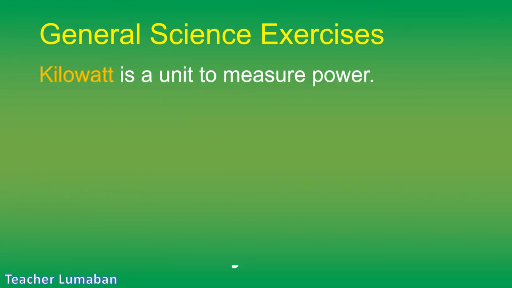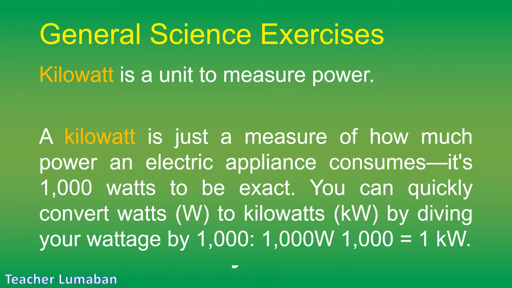Kilowatt is a unit to measure power. A kilowatt is just a measure of how much power an electric appliance consumes. It's 1000 watts to be exact. You can quickly convert watts, W, to kilowatts, kW, by dividing your wattage by 1000. 1,000 W divided by 1000 equals 1 kilowatt.